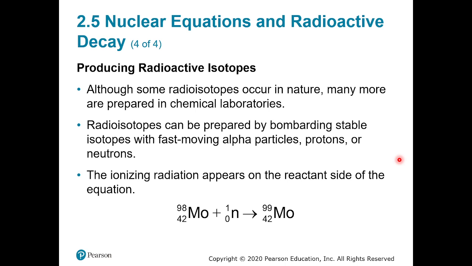Radioisotopes can be prepared by bombarding stable isotopes with fast-moving alpha particles, protons, neutrons, usually the things that have some mass to them. Beta particles wouldn't do you a lot of good because it's just an electron. There's other ways of doing that. Okay? Gamma rays also would not do you any good. The ionizing radiation is going to appear on the reactant side because you're shooting it at the isotope and getting it to react with it. What would happen if we shoot a beta particle? So we were shooting an electron at the atoms.